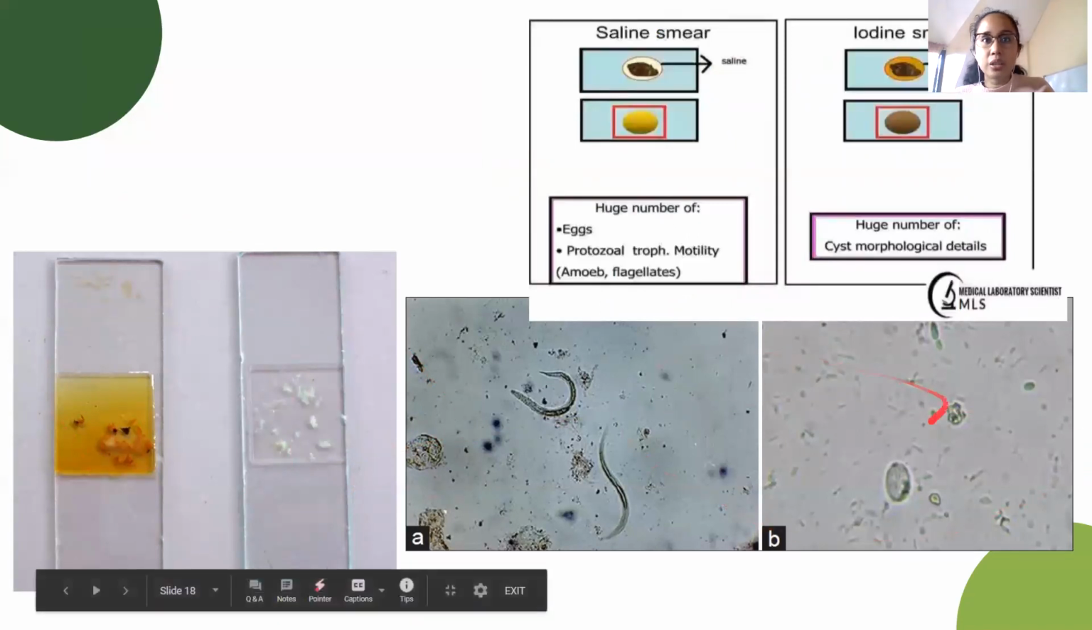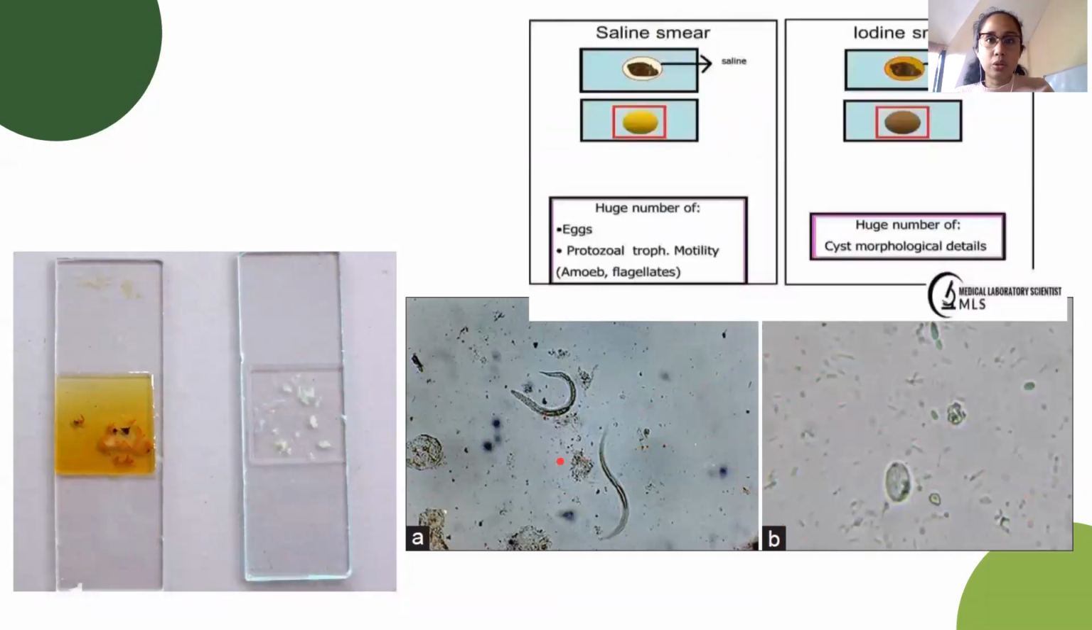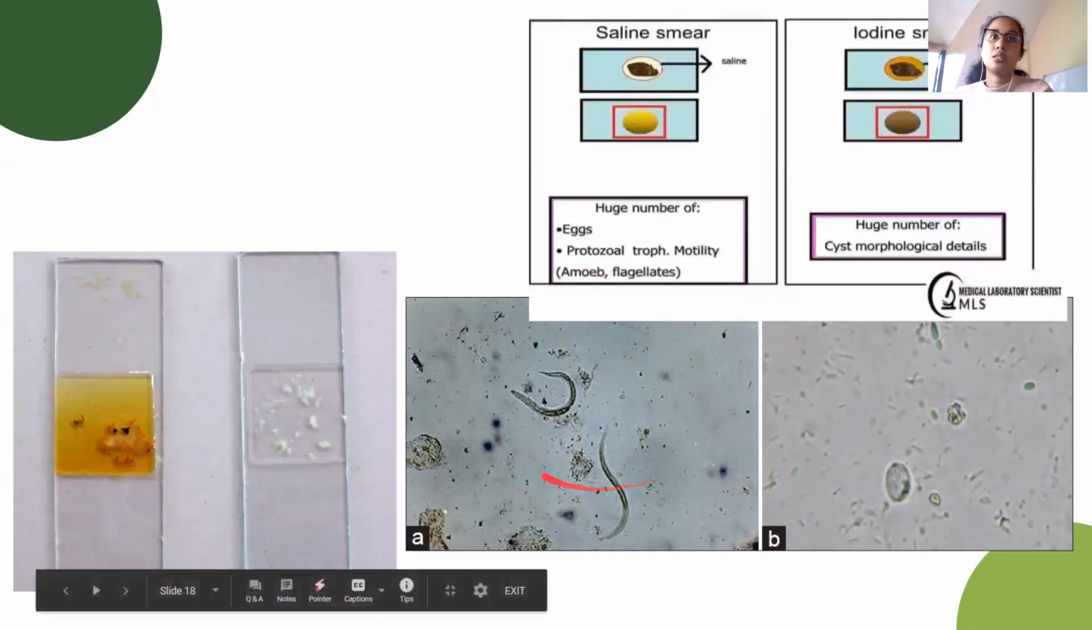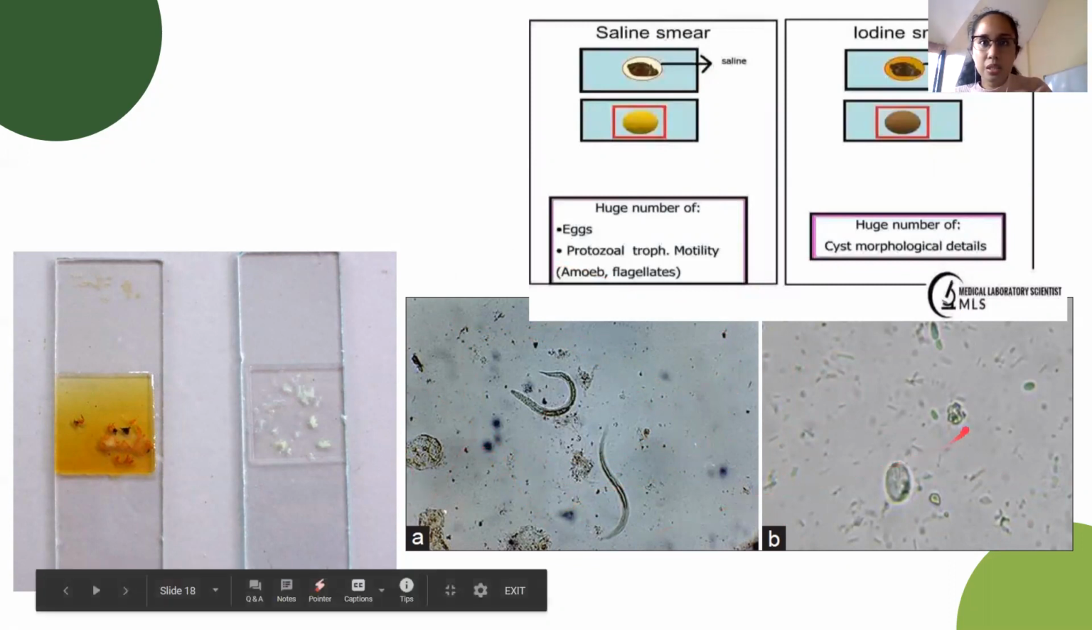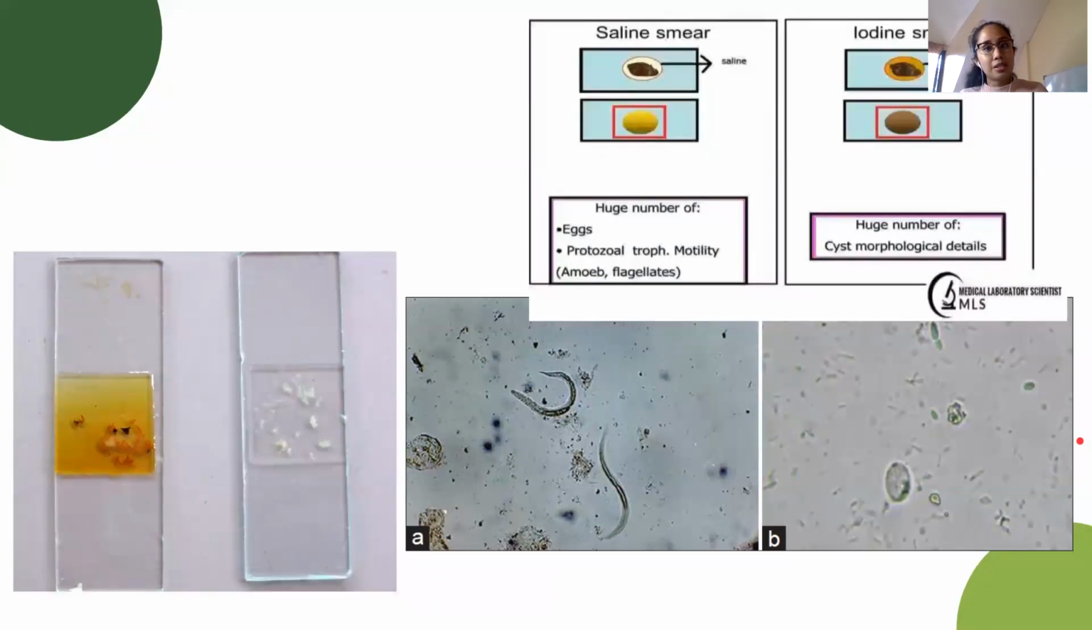So class, these are the things that you're going to see under the microscope. You can see bacteria. Here, there's our larvae. Here, there are food particles. You have to be very careful because some food particles or artifacts resemble parasites.